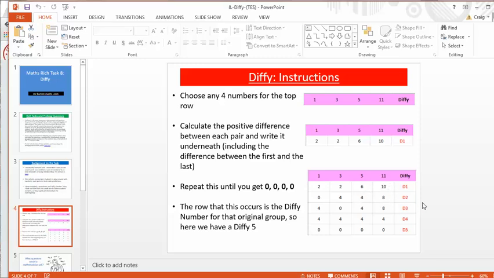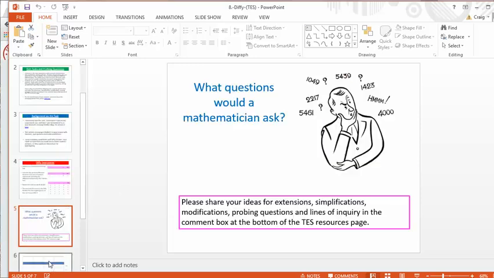And you keep going until something interesting happens. And that something interesting is the 0, 0, 0 that you reach. And this particular set of numbers has reached that on the fifth row. So that gives us a Diffy 5. So this set of numbers, 1, 3, 5, 11, is a Diffy 5. And that's it, really.